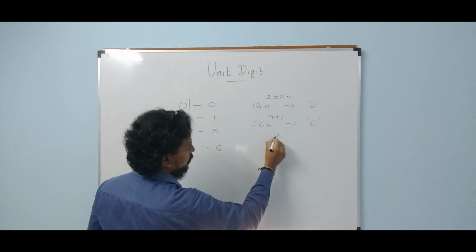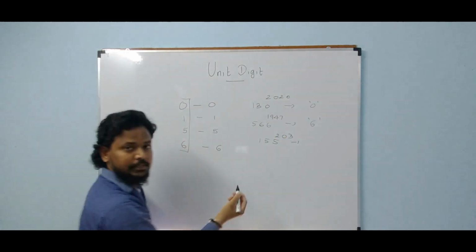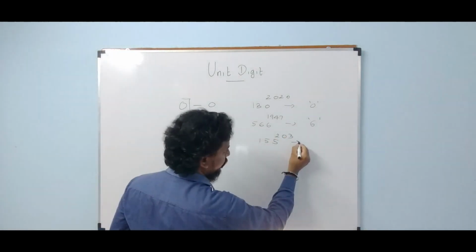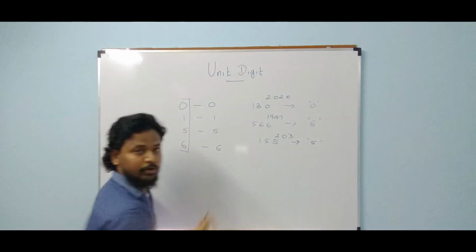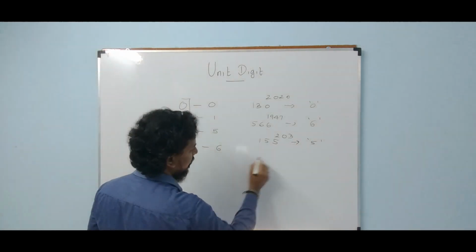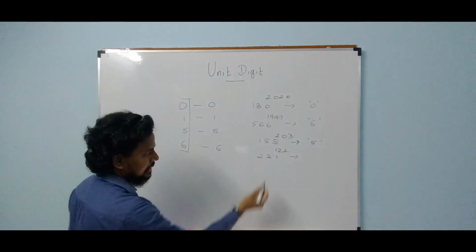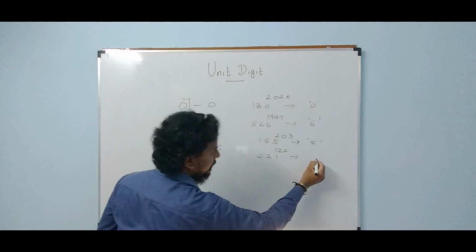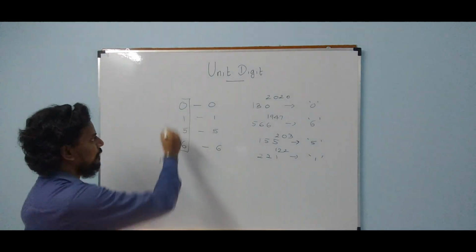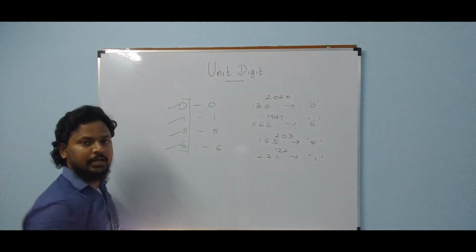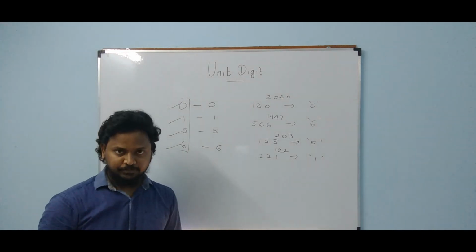Same goes for 5 also. Let's say 155 to the power 203. Then obviously the last digit, that is the unit digit, will be 5 for this problem also. And the same goes for 1. 221 to the power 122. What is the last digit here? 1. Therefore, the answer will always be 1. So, these 4 numbers are easy for us to calculate.